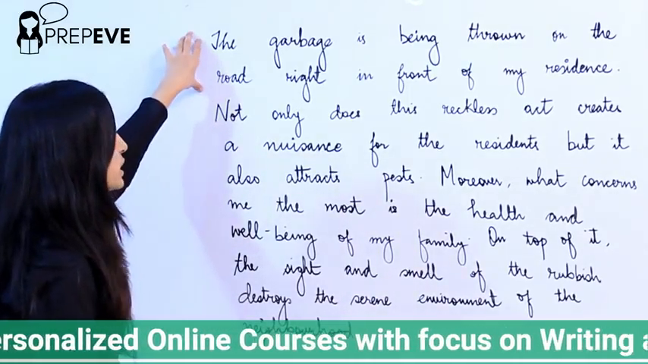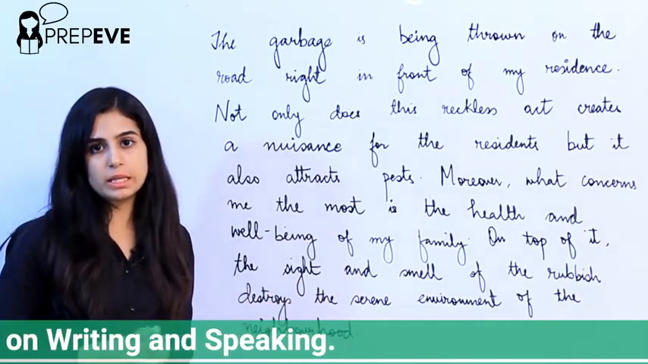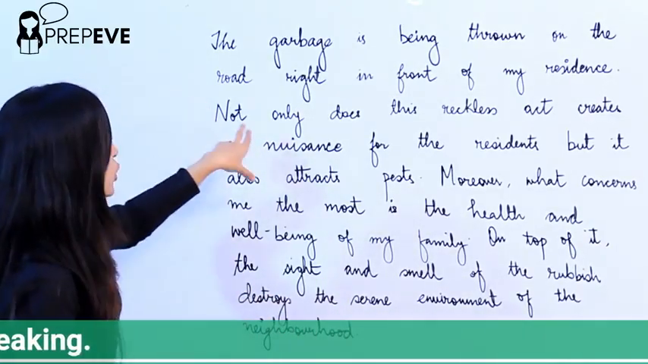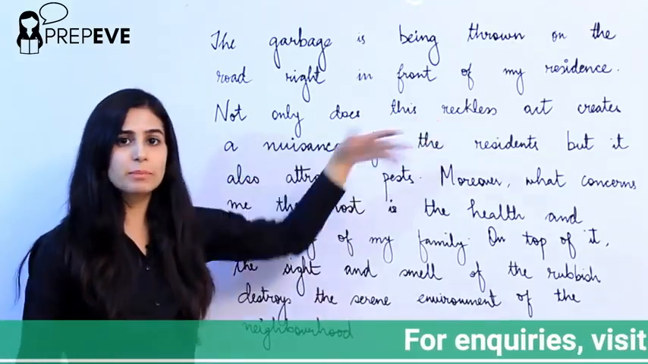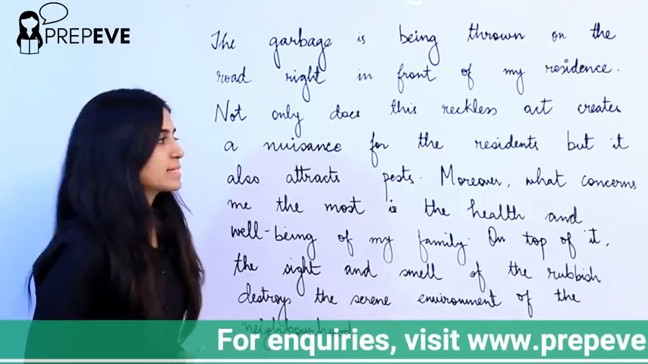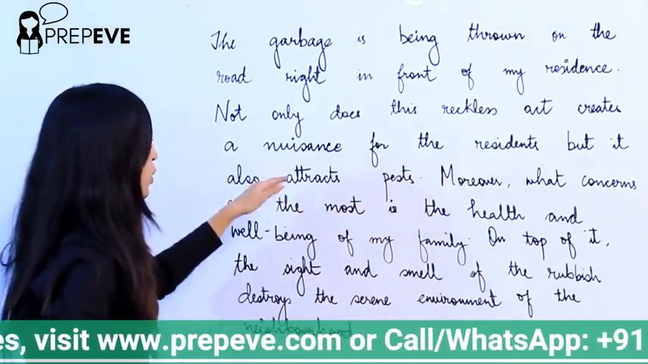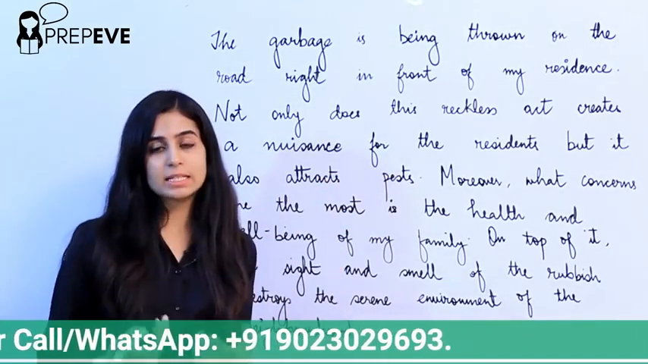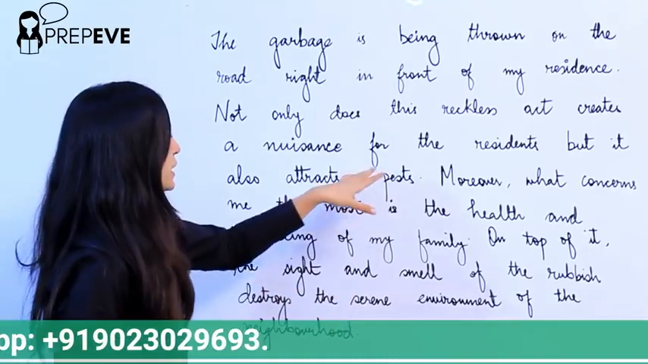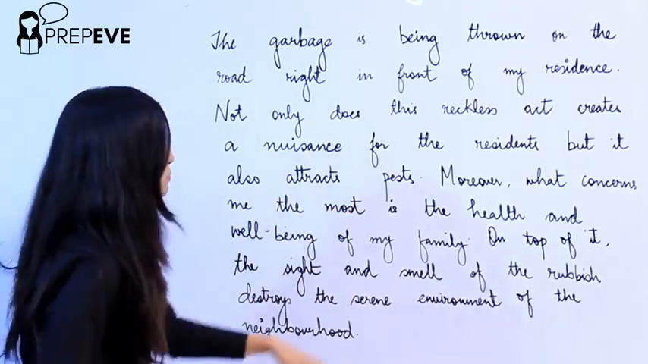So, first of all, the garbage is thrown right in front of my house, which is a very unpleasant thing. Next, not only does this reckless act create a nuisance. So, the reckless act basically means a careless act. So the careless act creates nuisance for the residents, and it also attracts pests. These pests or insects like mosquitoes can be disease causing, which is harmful for everybody in the neighborhood.